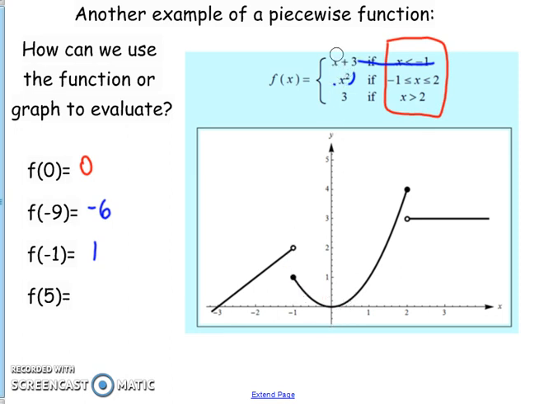Okay, and then if x is 5, again, I can't really see that on my graph, but if I use the function, x is 5, so 5 is not less than -1, so that's wrong. 5 is not between -1 and 2, so that's wrong. But 5 is greater than 2. I can't plug 5 in since there's no x, so my y is just going to be 3.